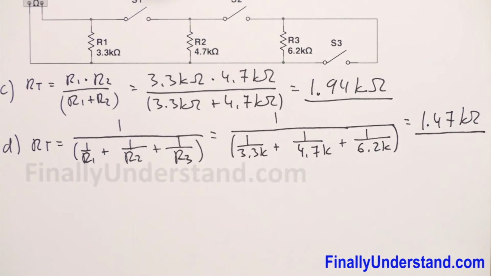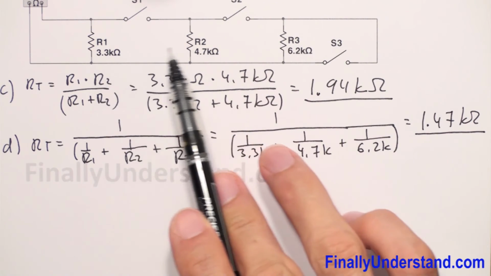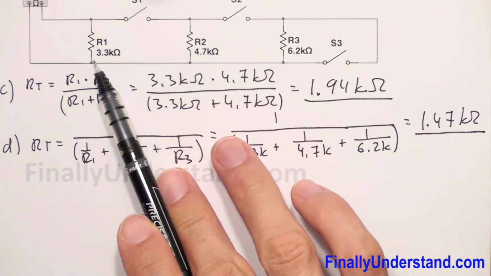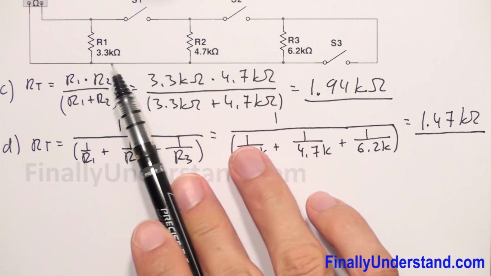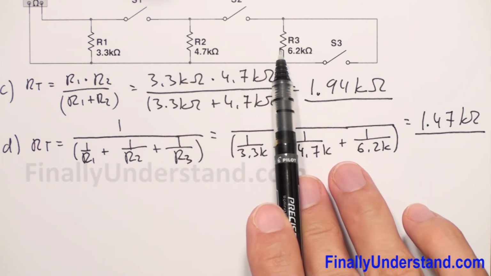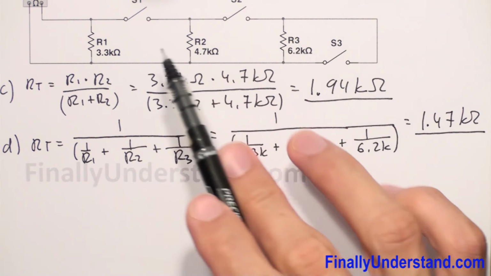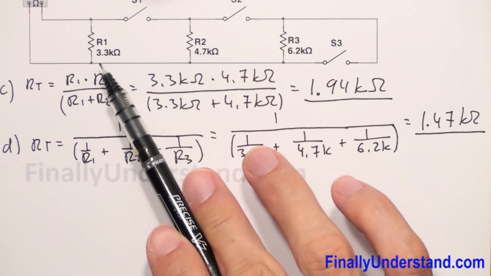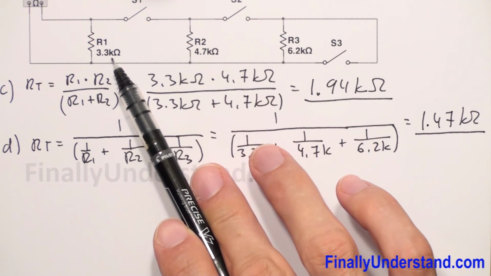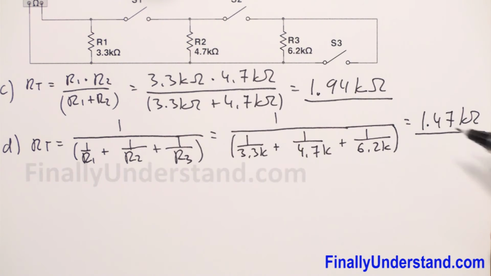And again, we are dealing with the parallel circuit. We have three resistors in parallel. The total resistance of these three resistors, of course these two switches are closed, is less than the lowest resistance in the circuit. Lowest resistance in the circuit is 3.3 kilo ohms. So it looks that we are doing fine so far.